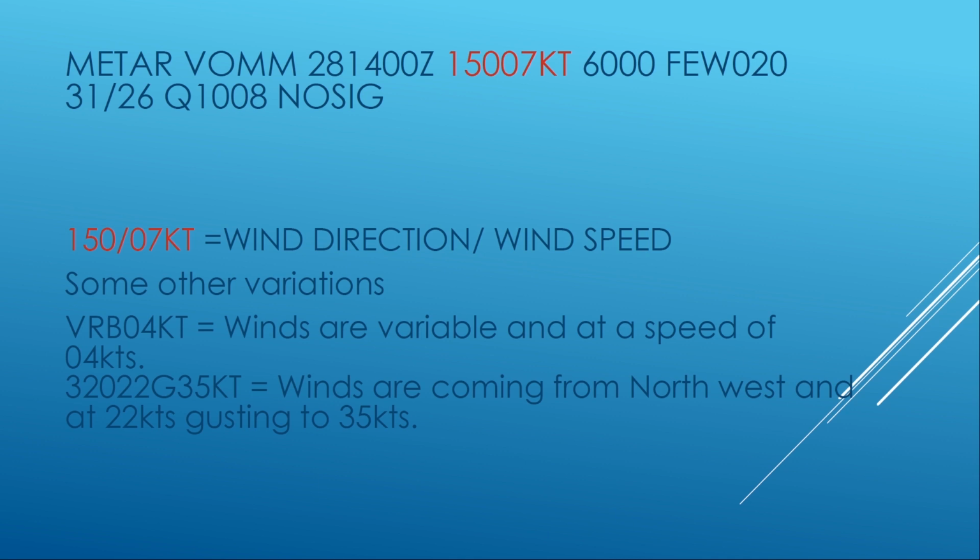There is another term which you may encounter occasionally with winds. For example, VRB04 knots. In this case, the wind direction is variable and the wind speed is 04 knots. Another example is 32022 G35 knots. In this case, winds are blowing from the northwest at 22 knots and gusting to 35 knots. A gust is a sudden increase in the wind speed which could last for 20 seconds or so. It could be potentially dangerous for an aircraft to land in a gust, hence it's quite important to report it.